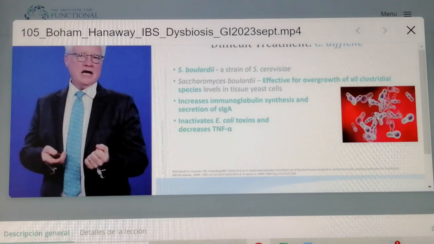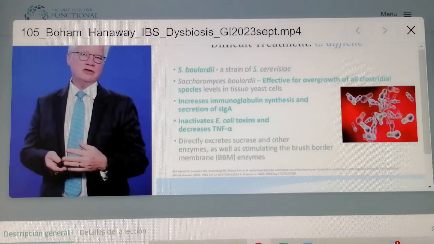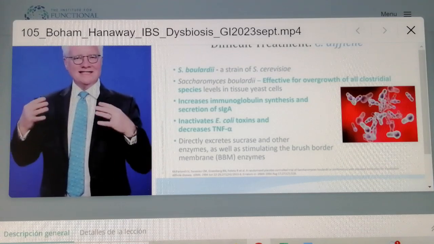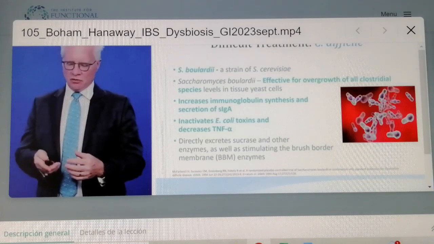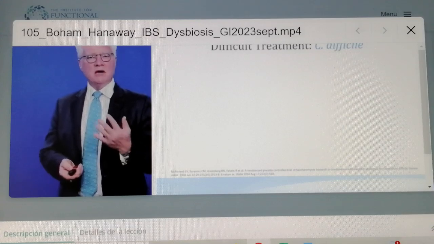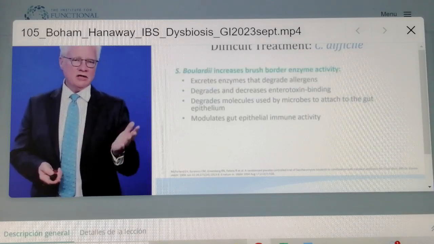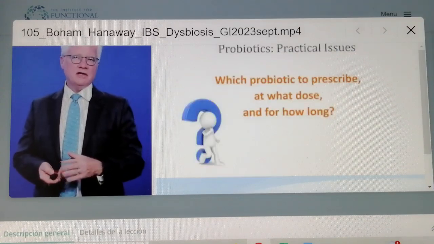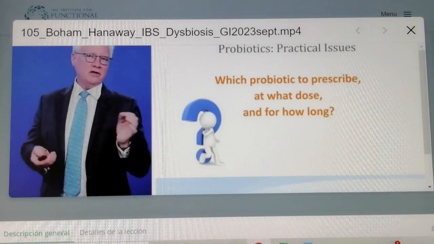It actually inactivates some of the toxins and decreases the inflammatory tumor necrosis factor alpha. It also works to help modulate and stimulate the brush border enzymes that are present there in the small intestine. So we see that there are interesting kinds of approaches that we can take to treat C. difficile, Saccharomyces boulardii being one, as I talked about with its brush border activity. But there's actually another treatment for Clostridium difficile that includes fecal transplants.